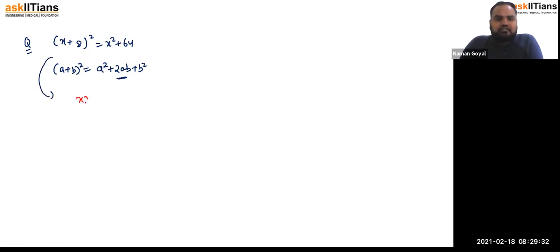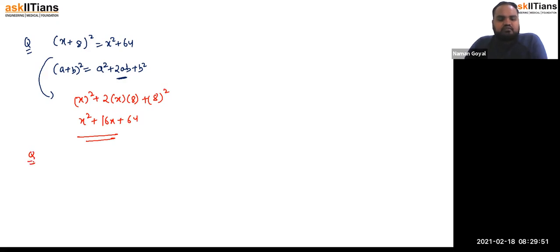The correct one is what? x square plus 2 into x into 8 plus 8 square. Okay, so what we get? x square plus 2 8s are 16x plus 64. So this part is the correct part, right?